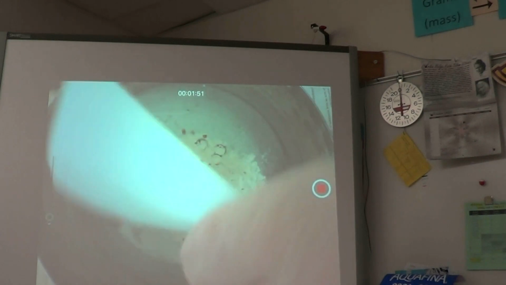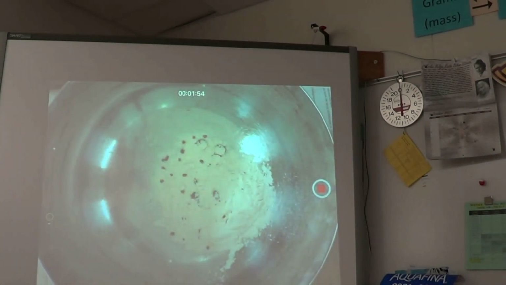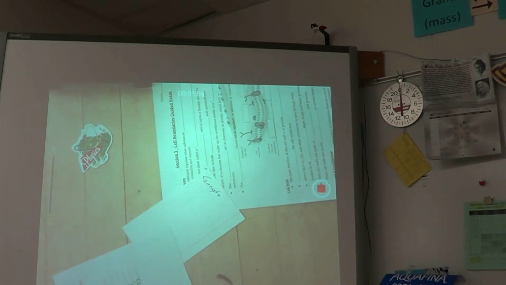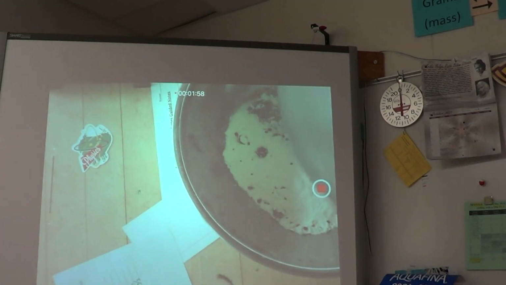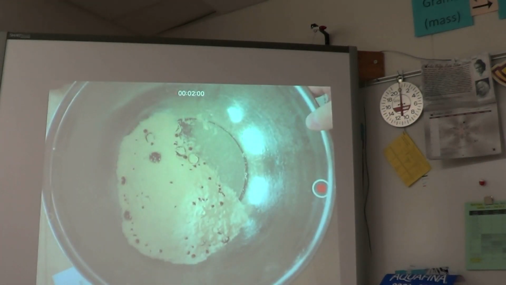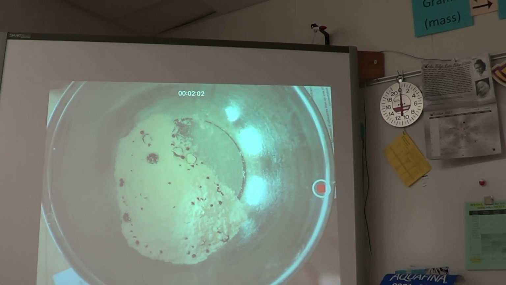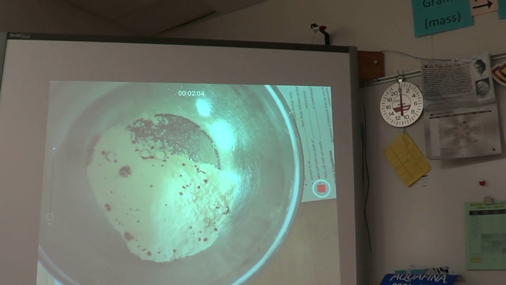But then we have some variations kind of in between. That is weird. I think it might be because I'm trying to AirPlay and record at the same time on this older iPad. I don't know. So we have our solution.